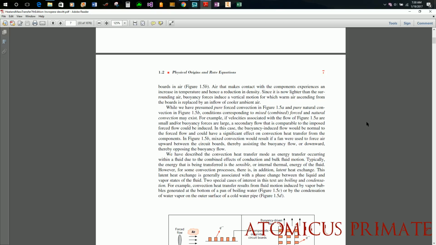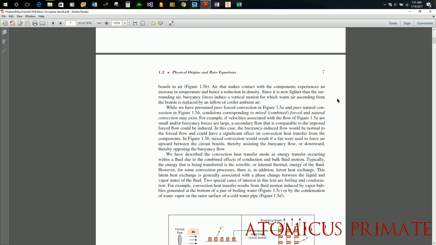1.5. Corresponding mixed, combined forced and natural convection may exist. For example, if velocities associated with the flow of 1.5a are small and or buoyancy forces are large, a secondary flow that is comparable to the imposed forced flow could be induced. In this case, the buoyancy-induced flow would be normal to the forced flow and could have a significant effect on convection heat transfer from the components. In Figure 1.5b, mixed convection would result if a fan were used to force air upward between the circuit boards, thereby assisting the buoyancy flow, or downward, thereby opposing the buoyancy flow.